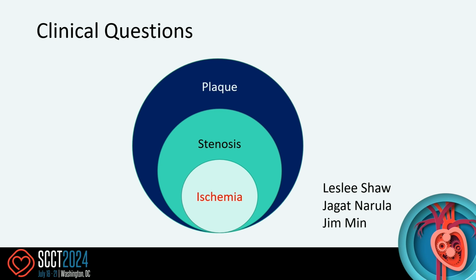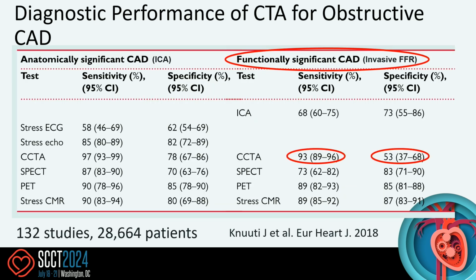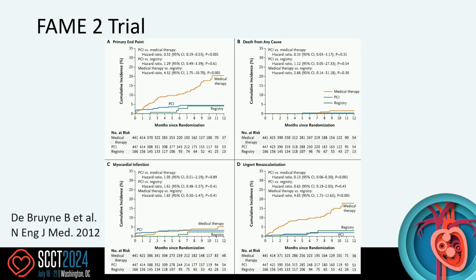Of course, we now understand that ischemia detection, or hemodynamic significance as we can call it, is even more and more important. The reason is when you look at Juhani Knuuti's data and compare us to invasive FFR, for the specificity, we sort of suck, and we always knew it. So we knew we needed a solution for this problem, because we know that it matters.